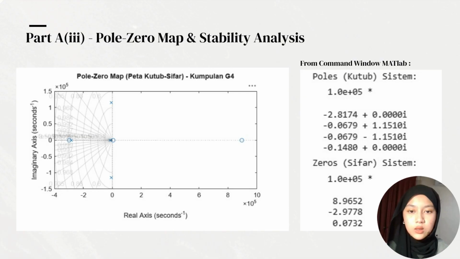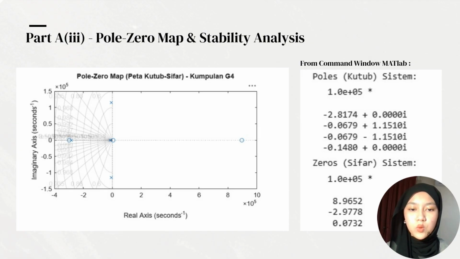B122510182. So let's look at part A3, which presents the pole zero map and stability analysis. As shown in the image, the right side displays the exact mathematical value of the system poles and zero from the MATLAB command window. The key takeaway here is the stability of the system.